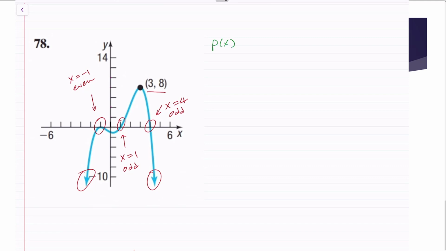So I've got p(x), and a is going to be my unknown leading coefficient. For the root at -1, I'm going to have (x + 1), and we were saying that assuming the minimum necessary degree, it's going to be squared. It's going to have a multiplicity of 2. For the root at 1, I'm going to have (x - 1). And for the root at 4, I'm going to have (x - 4). So what I want to do is start to expand this.